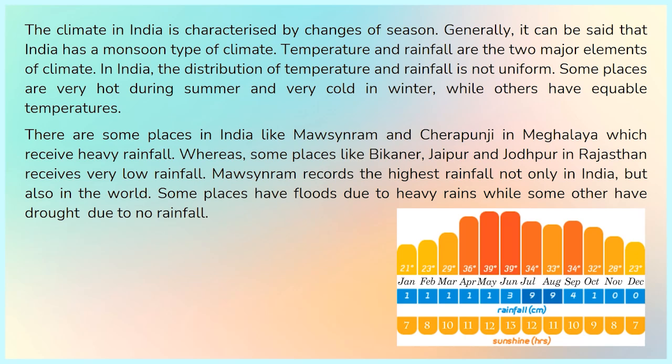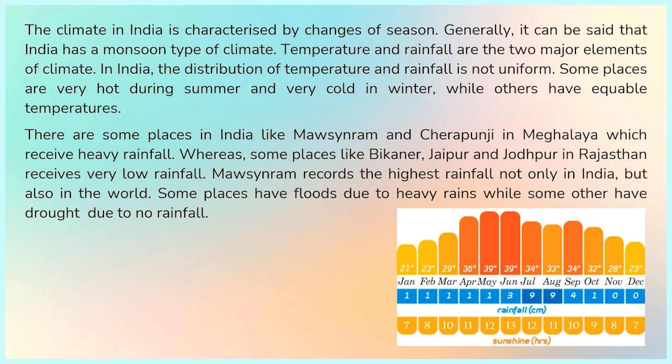The climate in India is characterized by changes of season. Generally, it can be said that India has a monsoon type of climate. Temperature and rainfall are the two major elements of climate. In India, the distribution of temperature and rainfall is not uniform.